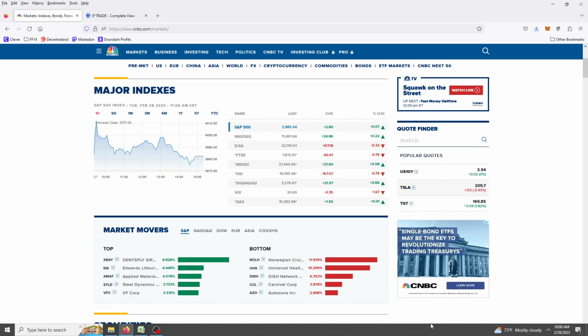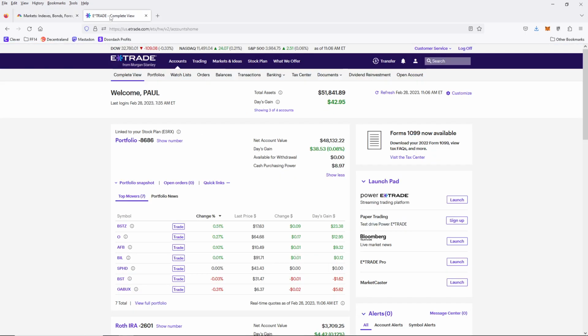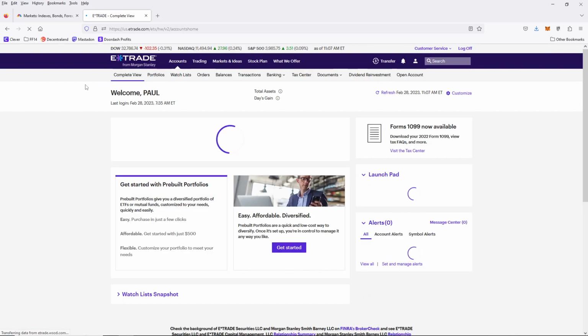Today's date is February 28th. The market is currently open, as you can see. So as I'll be hitting refresh, you'll see numbers changing on the screen. So where are we at?